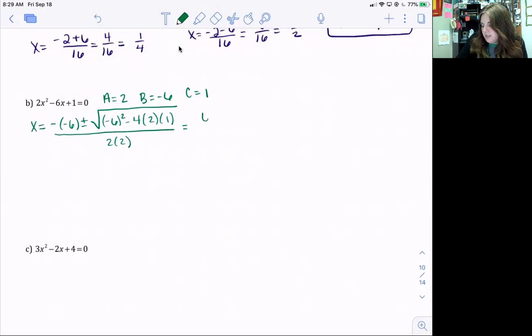-6 is a +6 plus or minus the square root. So -6 squared is a +36 minus 4 times 2 is 8 times 1 is still 8, over 2 times 2 is 4. So we have 6 plus or minus the square root of 36 minus 8, which is 28, all over 4.